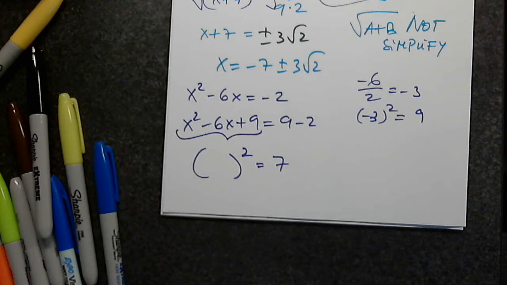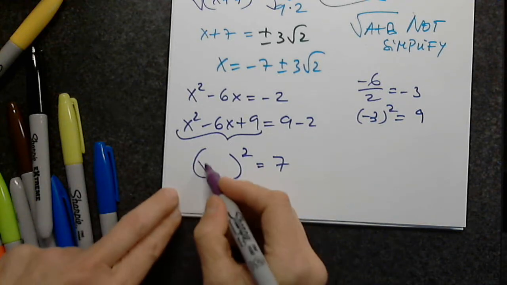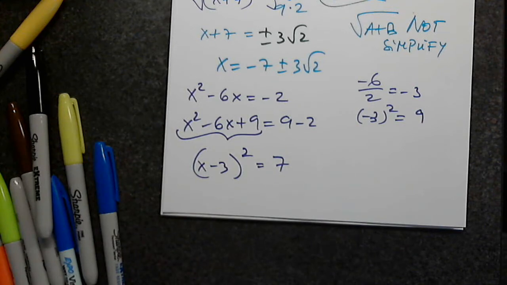So can anyone tell us what we have on the left-hand side for x squared minus 6x plus 9? X minus 3 squared. Awesome. Well done. Very good. X minus 3 squared, indeed from the first day of classes. We know that. And now, what do I need to do?